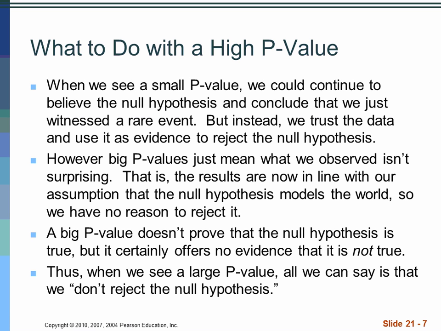On the second bullet, the results are now in line with our assumption that the null hypothesis models the world, so we have no reason to reject it. So when you have a large p-value, that's the status quo. It just says that what we originally said about the null hypothesis is valid. When you have a small p-value, normally we would reject the null hypothesis. With a large p-value, we would fail to reject it.